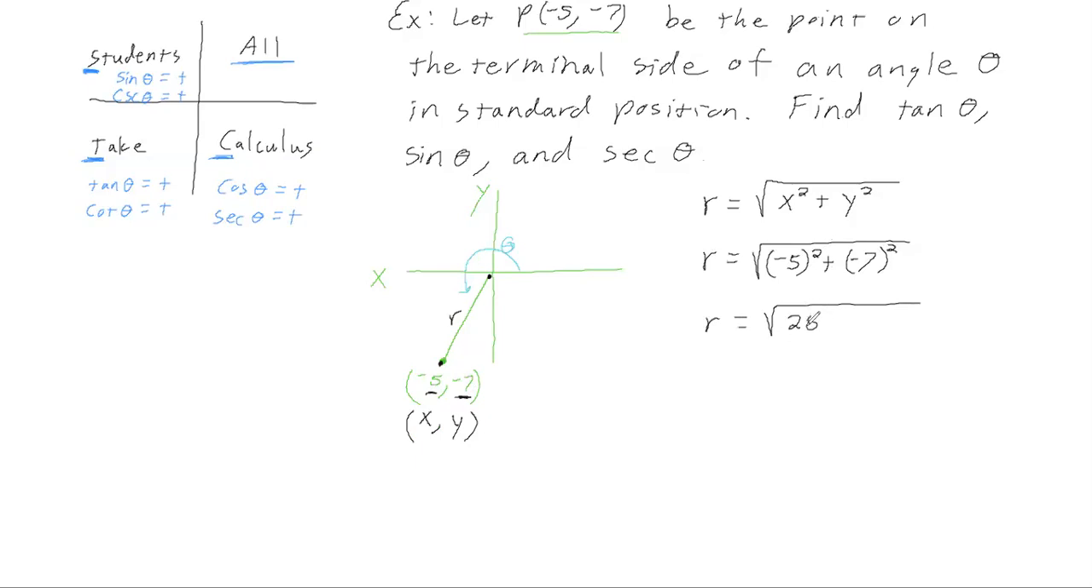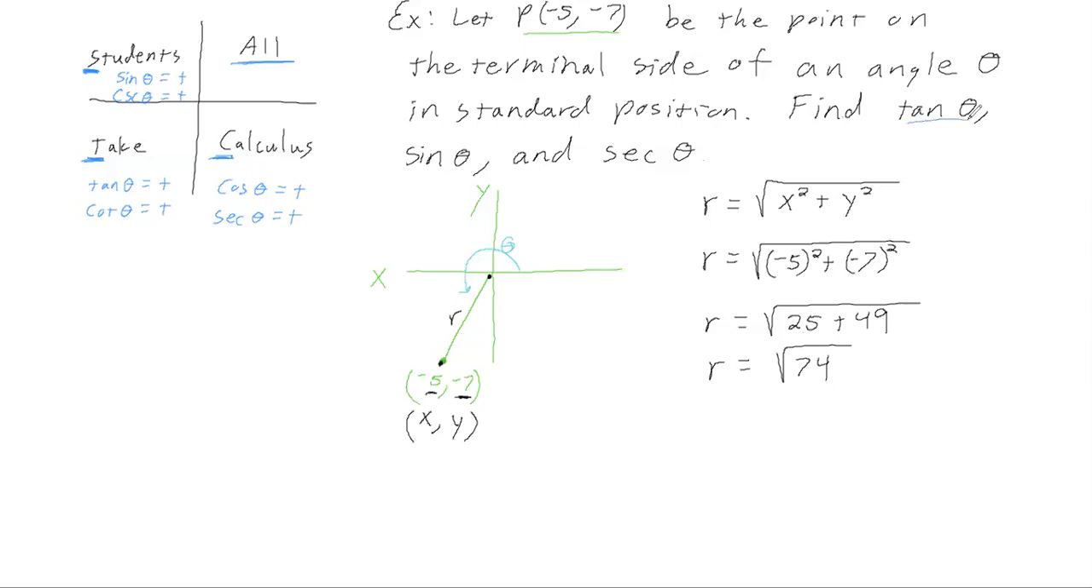Square root of 25 plus 49, right? Well, what does that give me? I cannot take the square root of 25 and add it to the square root of 49. It doesn't work that way. I have to add 25 and 49 first. So what does that give me? Square root of 74. All right, so now I know what r is. What do they want me to find here? They tell me to find what?